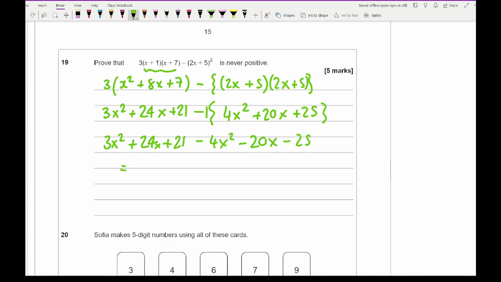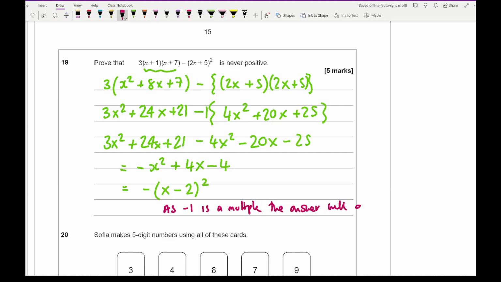Then if I simplify the whole expression, I get minus x squared plus 4x minus 4, and then from this I could do a bit of factorising, in which I end up with minus (x minus 2) squared. So as you can see here, as minus 1 is a multiple, the answer will always be negative.